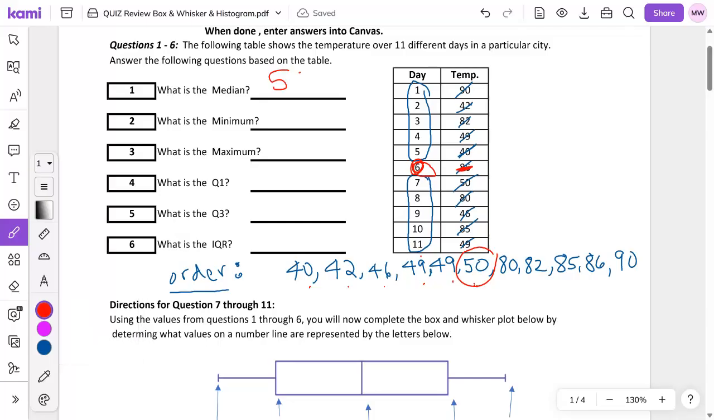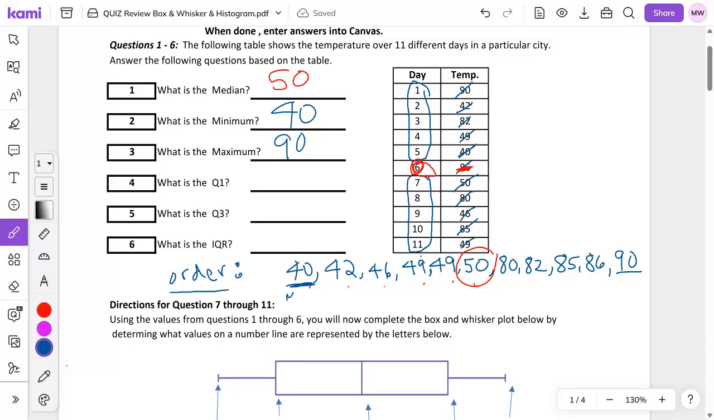Nothing to that. What's the minimum? Well, the minimum is just the smallest. Let me move this thing over here. So the minimum is the smallest. That's going to be this one right here, so that's 40. The maximum is the biggest, so that's 90.